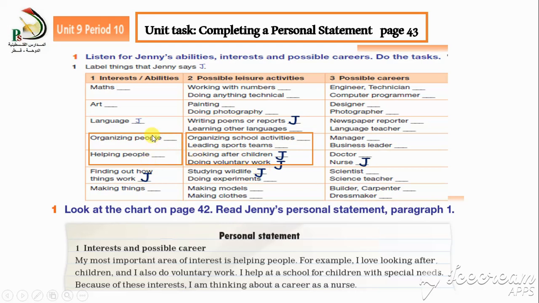Based upon this, you are people oriented: you organize people, you help people, you are engaged in activities which are people related, human resource related. So based upon these possible leisure activities, I decide my career as a manager or maybe a business leader, whatever suits you. Maybe you have leading qualities. Some students are very good leaders. They can work very well in groups and act as excellent leaders. So why not? Choose your own.